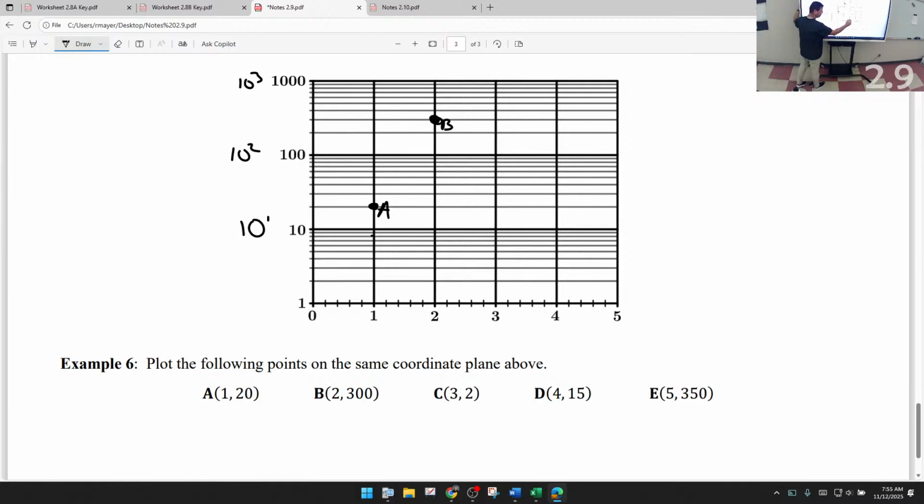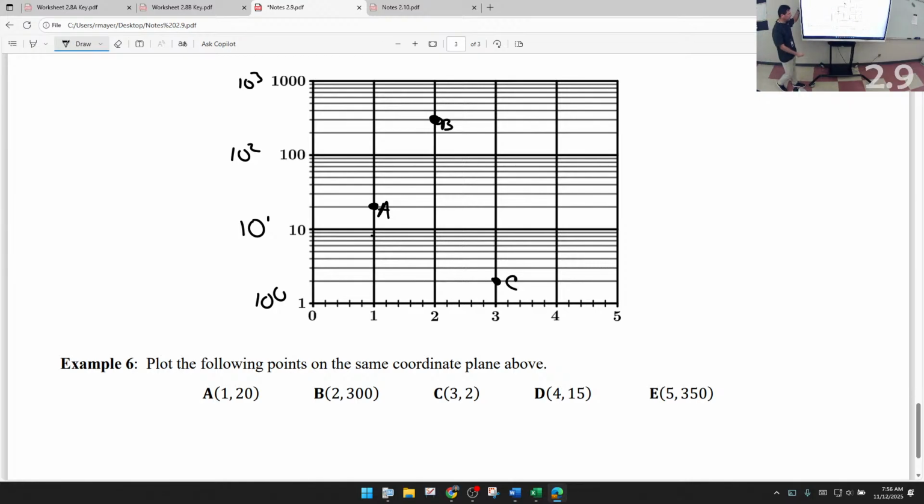3, 2. 1, 2. Because this is 10 to the 0. I'll see a lot of people put that on the second one. Be careful. This one's 1. It's not 0. You guys are used to that being 0. That's 1. Just like that one's 10. I didn't label that one. That's C.